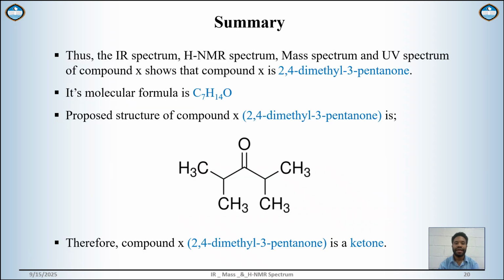Summary. Thus, the IR spectrum, HNMR spectrum, mass spectrum, and UV spectrum of compound X show that compound X is 2,4-dimethyl-3-pentanol. Its molecular formula is C7H14O. The proposed structure of compound X, 2,4-dimethyl-3-pentanol, is drawn as shown here. Therefore, compound X, 2,4-dimethyl-3-pentanol, is a cation.